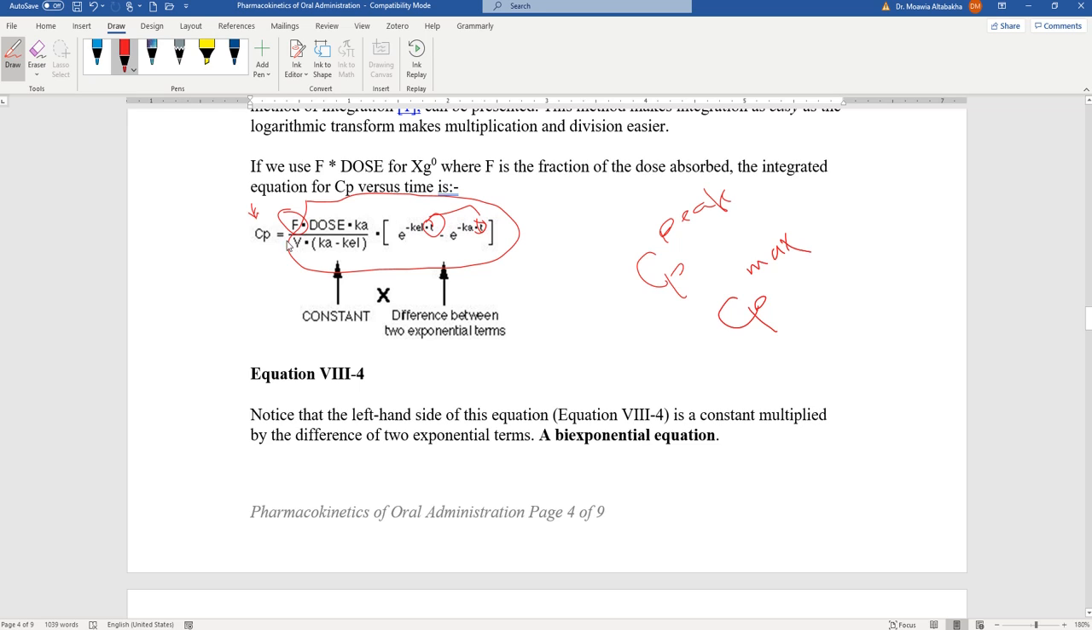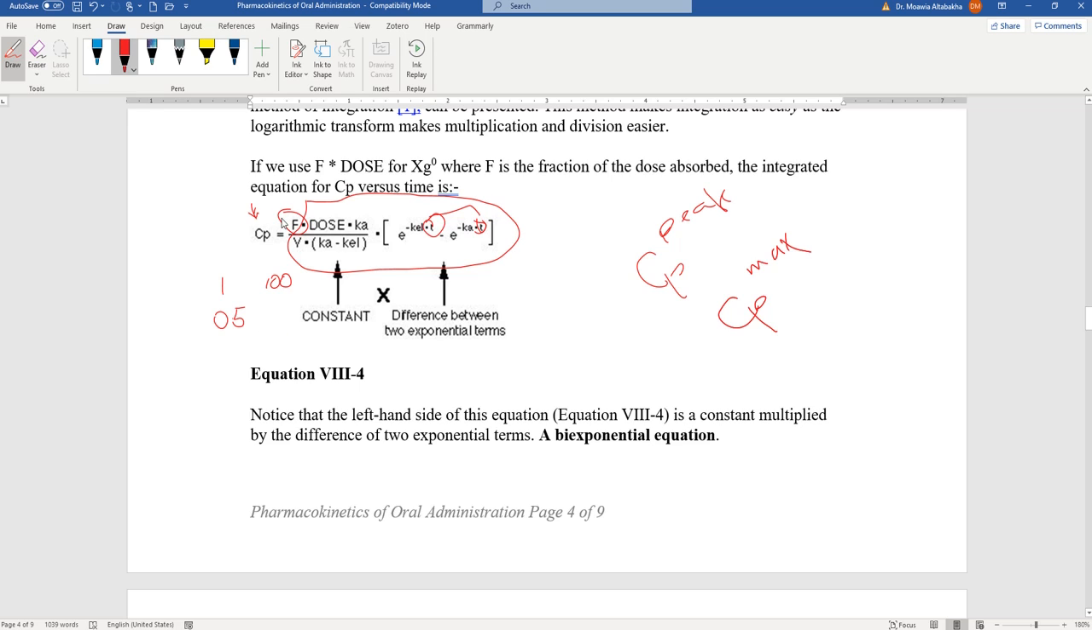For example, if F is 1 and the peak concentration is 100, if F becomes half, what happens to the peak concentration? The peak concentration will be half also.